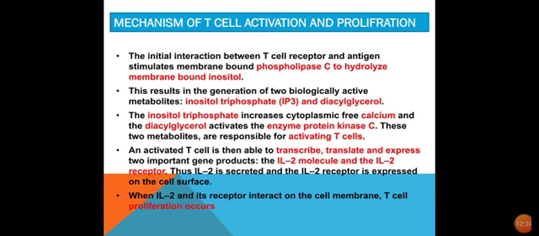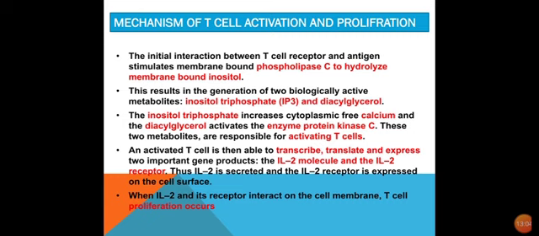Mechanisms of T cell activation and proliferation. The initial interaction between T cell receptor and antigen stimulates membrane-bound phospholipase C to hydrolyze membrane-bound inositol. This results in generation of two biologically active metabolites, inositol triphosphate and diacylglycerol. The inositol triphosphate increases cytoplasmic free calcium, and diacylglycerol activates the enzyme protein kinase C. These two metabolites are responsible for activating T cells.